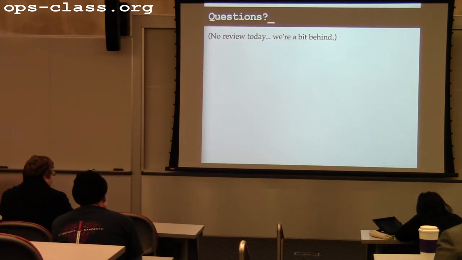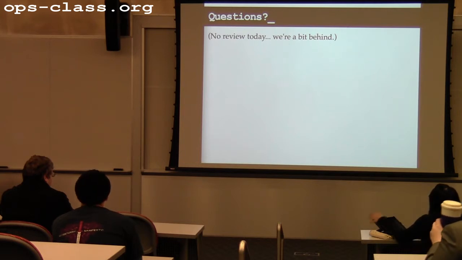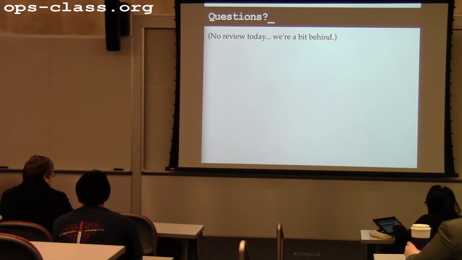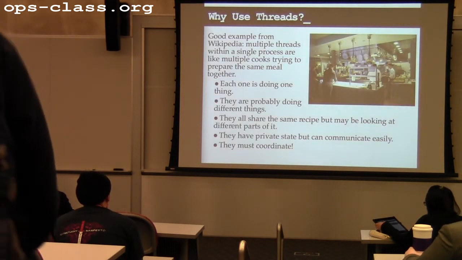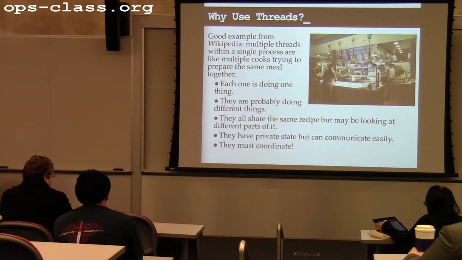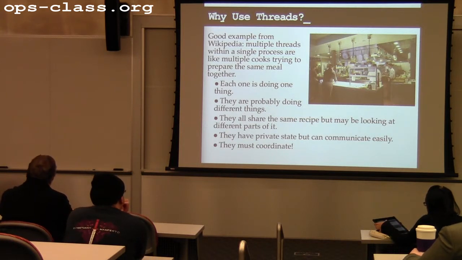All right, so we're going to skip the review today because I'm running a little bit behind. But do people have any questions about material that we covered on Wednesday? We started to talk about threads, a little bit about illusion of concurrency. This was from there, so you know this is our mental model of threads, right? So a single process is like a kitchen in a nice restaurant. Threads are the cooks, and I actually like this a lot.